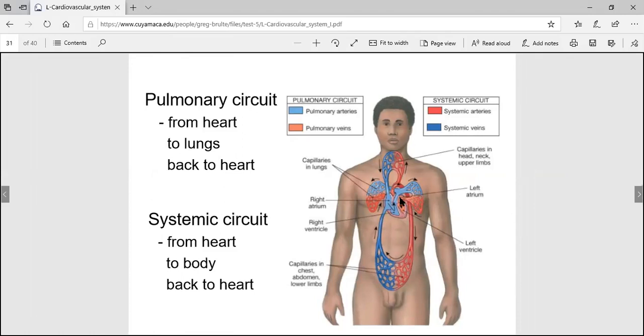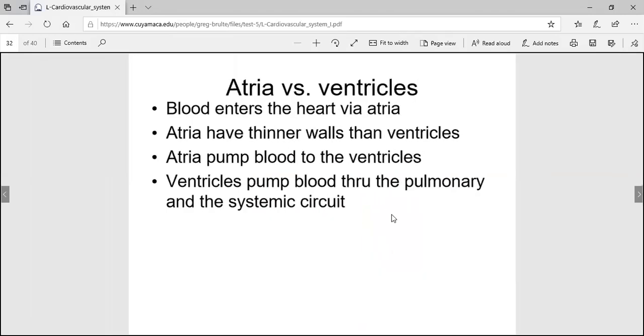Now it's coming back from the lungs, but it's going to the left side of the heart. See? That's why they drew the left side red, because it's oxygenated. That oxygenated blood goes to the body. This deoxygenated blood goes to the lungs to get oxygenated. So the pulmonary circuit is just from the heart to the lungs and back. The systemic circuit is from the heart, in this case the left side of the heart, to the body and then back. That's the difference between the pulmonary versus the systemic circuit.